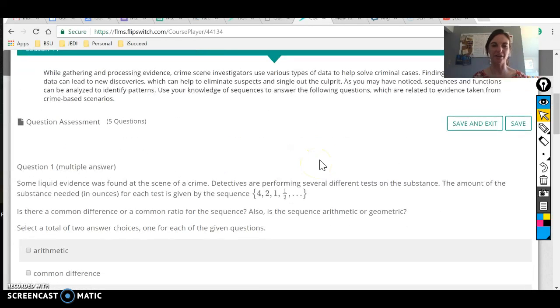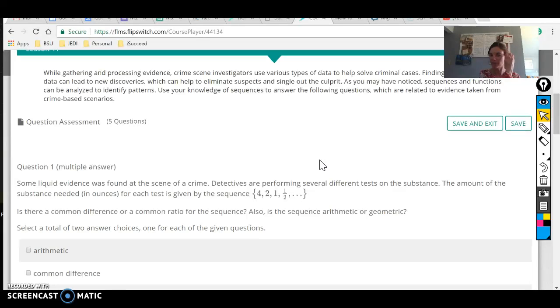Hi gang, we are now on lesson 17, which is the second lesson for project 4. We are still looking at sequences and functions to solve crimes. So we've got 5 questions to go. Let's go ahead and get started.